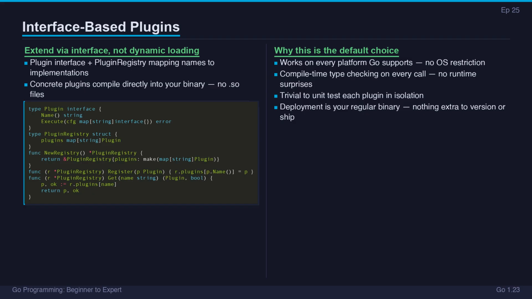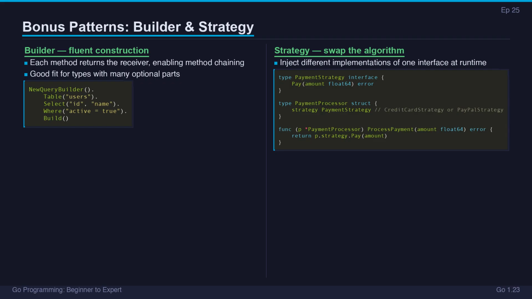This buys you everything the native plugin package can't. It works on every platform Go supports, the compiler checks every call at compile time, it's trivial to unit test each plugin in isolation, and deployment is just your regular binary, no .so files to version or ship alongside it. Unless you have a hard requirement to load code you don't control at runtime, this is the pattern to reach for.